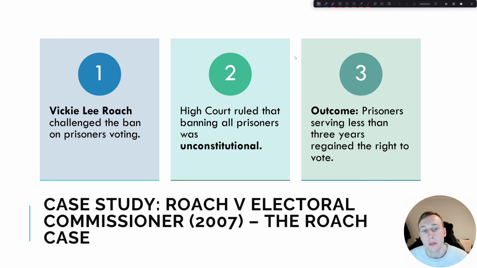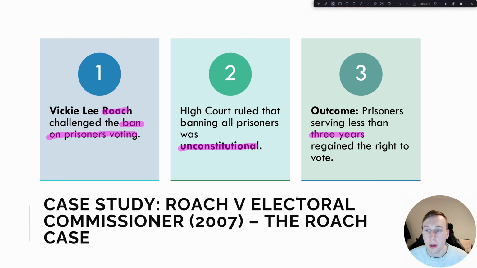It occurred in 2007, and basically, to give you 3 quick overview summary points about what happened in this case, Roach challenged the ban on prisoners being denied the right to vote. The High Court stepped in and said that banning all prisoners was unconstitutional. And the big outcome of this case is that prisoners serving less than 3 years regained the right to vote, which was previously lost as a result of the law.